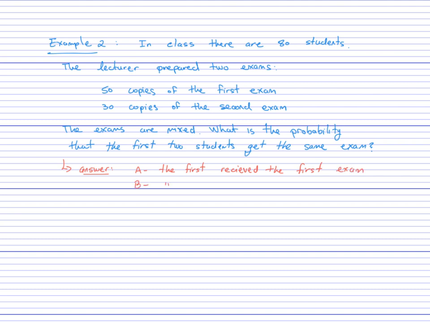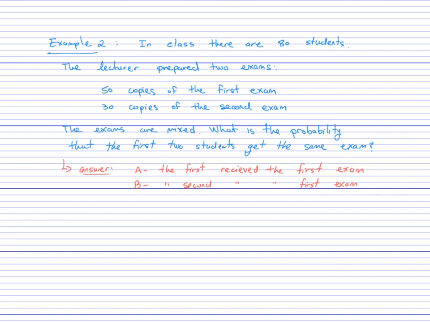B, the second student received the first exam. Great. So now that we denoted A and B, we defined them. Now we need to understand what exactly the question is. So how can we write this question in terms of probability? Okay. So we need to understand what we mean by the first 2 students getting the same exam.